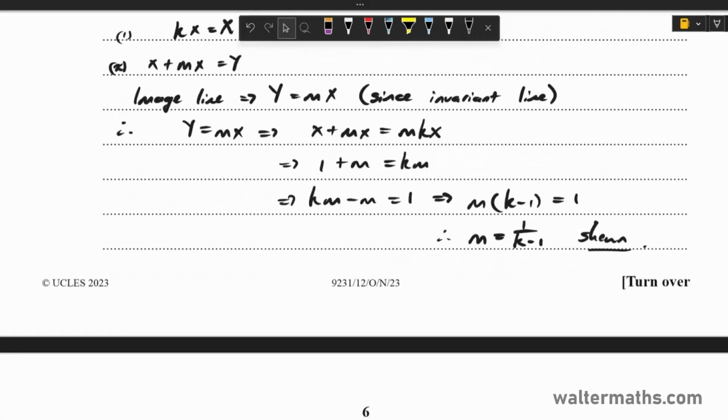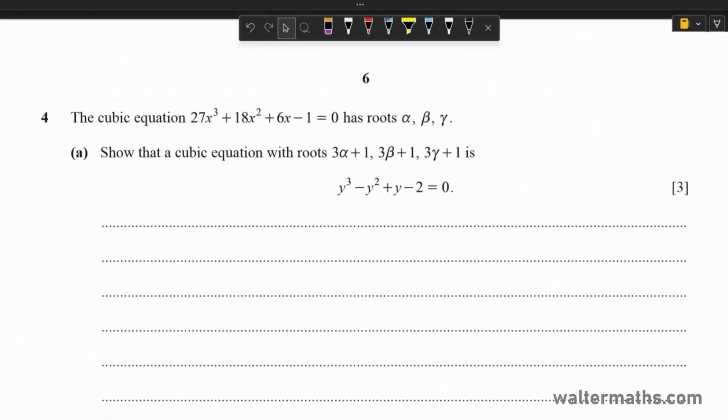Let's move on to the next question, which is number 4. It says the cubic equation 27x cubed plus 18x squared plus 6x minus 1 equal to 0 has roots alpha, beta, and gamma. On part A, show that a cubic equation with roots 3 alpha plus 1, 3 beta plus 1, and 3 gamma plus 1 is y cubed minus y squared plus y minus 2 equal to 0.